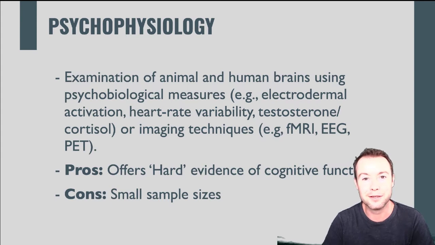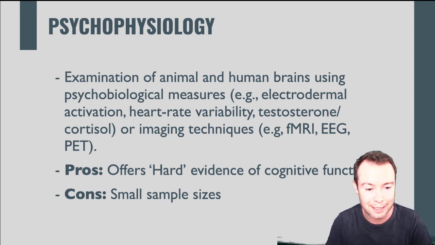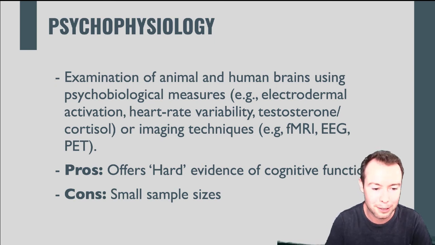So we've just seen in the previous section how cognitive psychologists can use experimental tasks and analyze the reaction time and accuracy data from those tasks to make inferences about the cognitive processes that are occurring during that task. Another approach is to use cognitive neuroscience and psychophysiological measures to try and provide some information about the brain activity whilst people perform cognitive tasks. So psychophysiology encompasses the examination of animal and human brains using psychobiological measures.